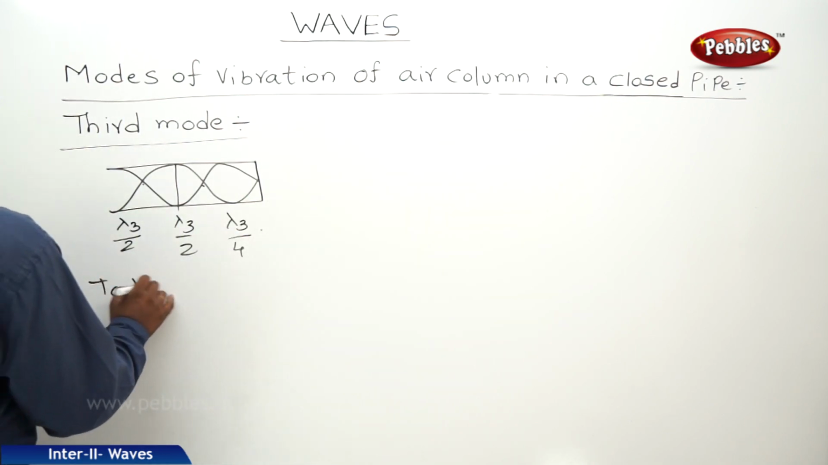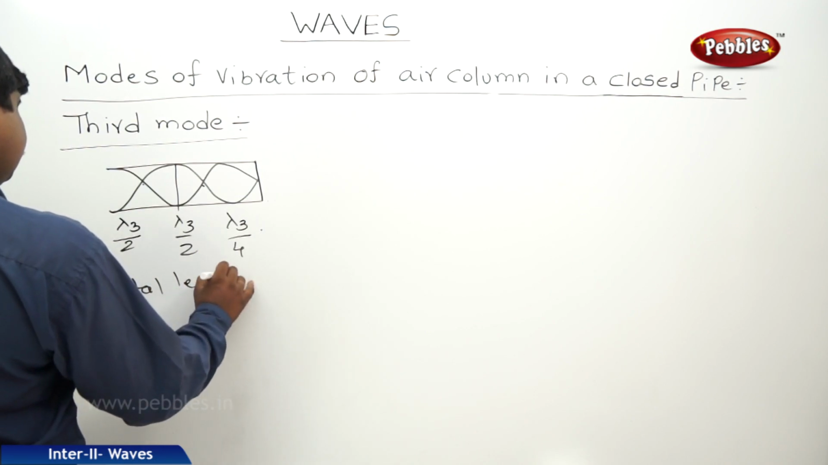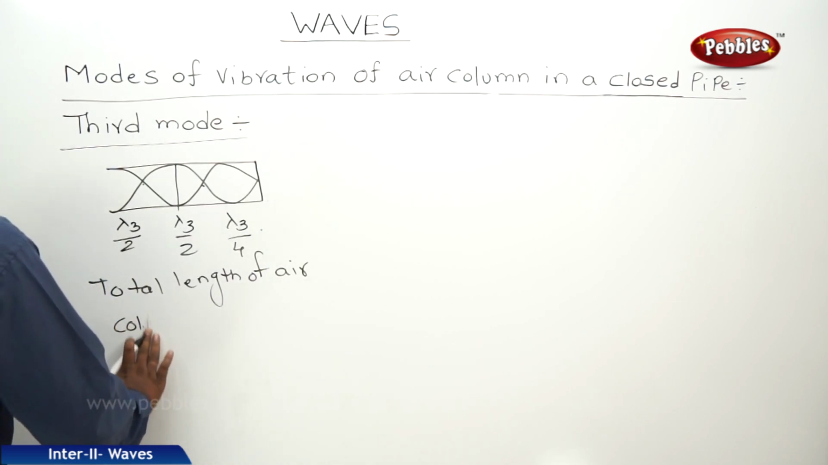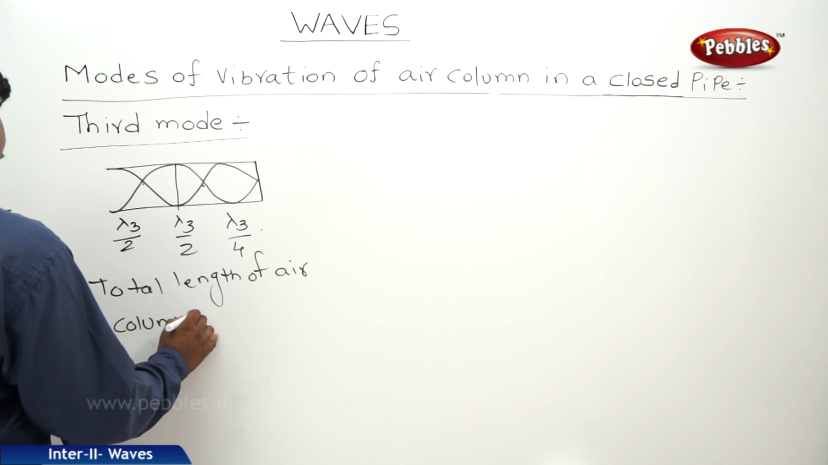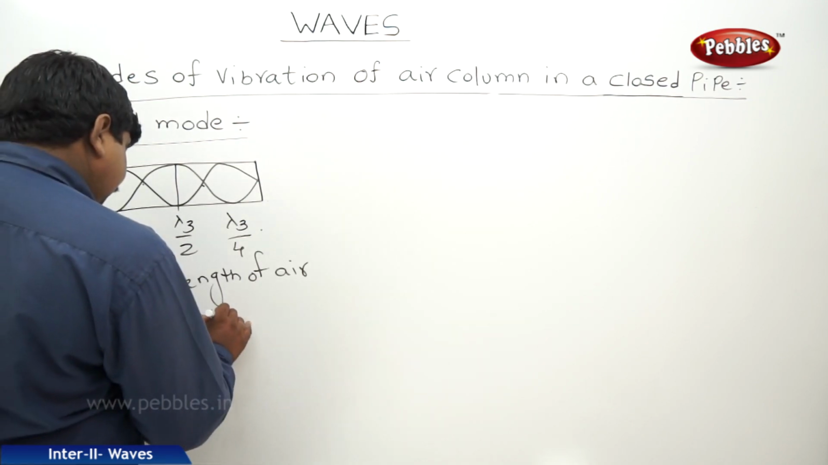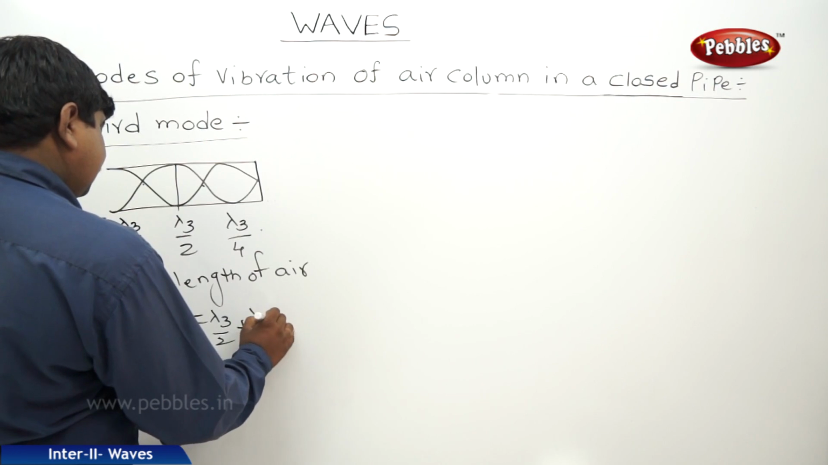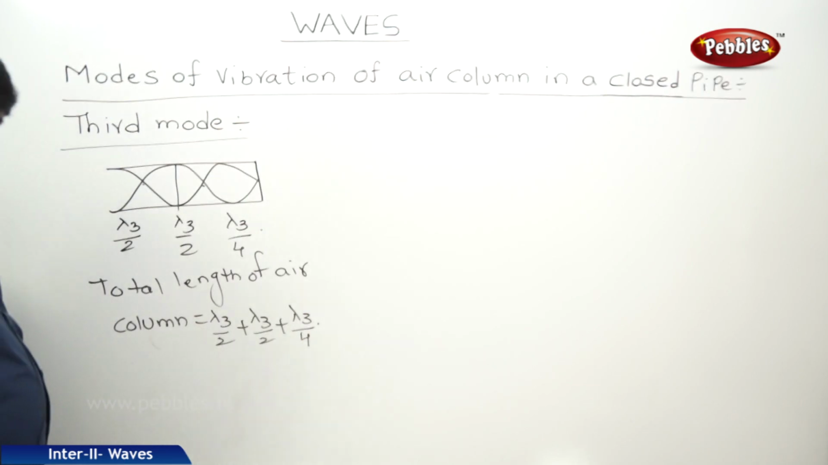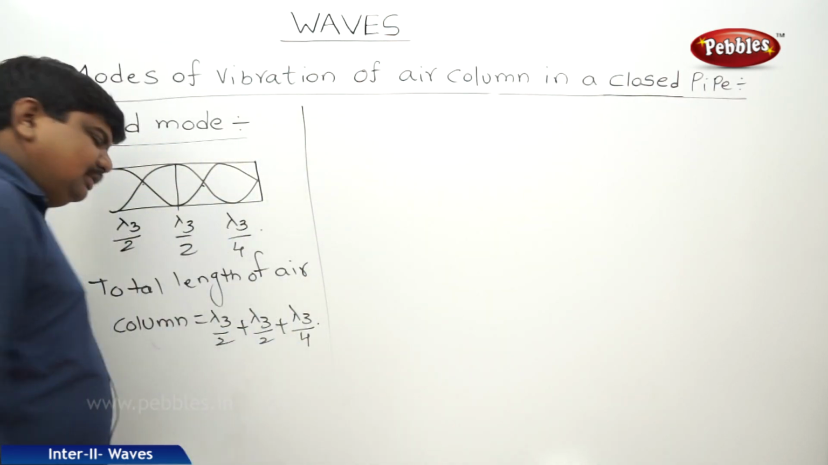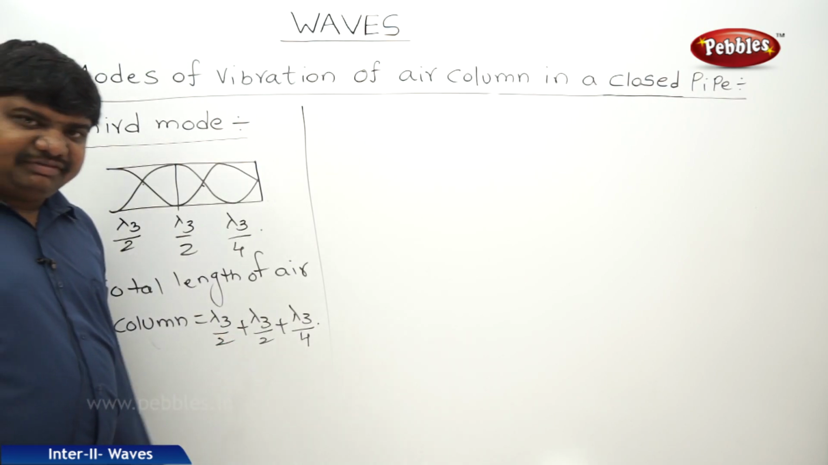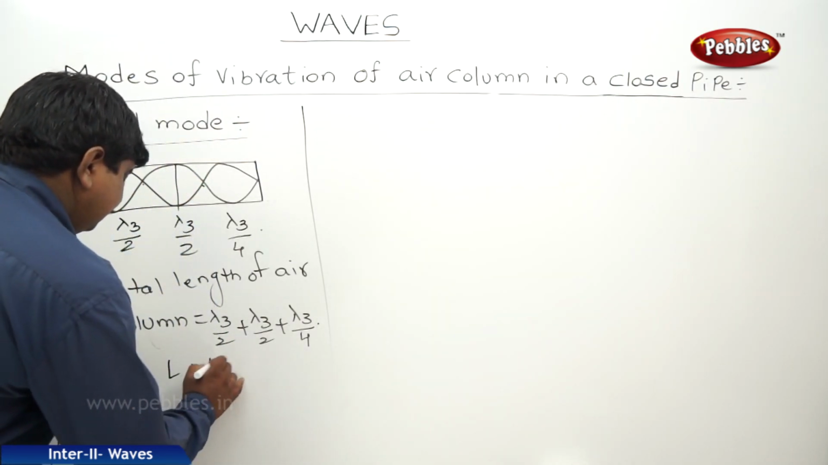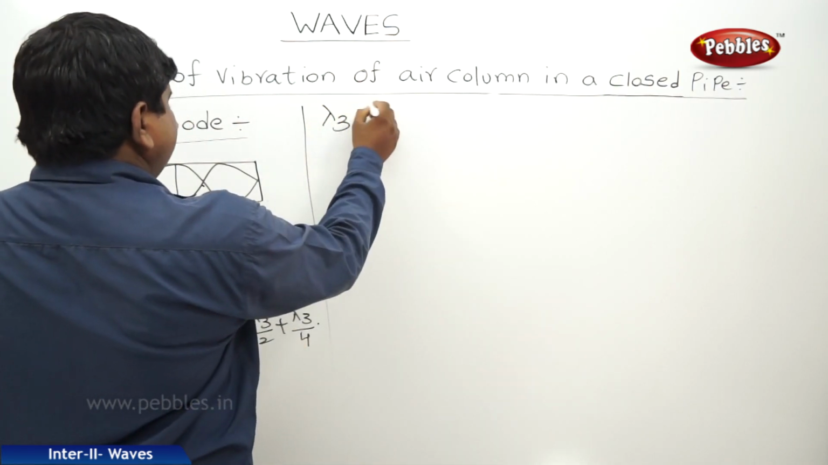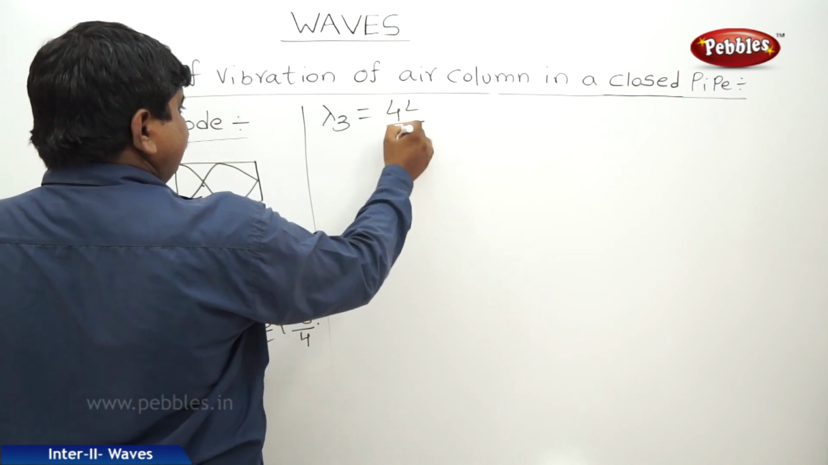So the total length of the air column is equal to λ3 by 2 plus λ3 by 2 plus λ3 by 4. So the LCM is 4: 2λ3 plus 2λ3 plus λ3, that is 5λ3 by 4. Therefore, L is equal to 5λ3 by 4. From this, λ3 is equal to 4L by 5.